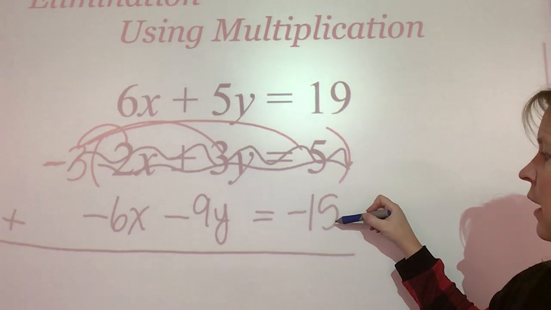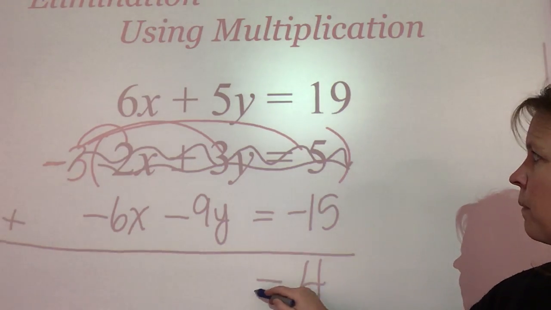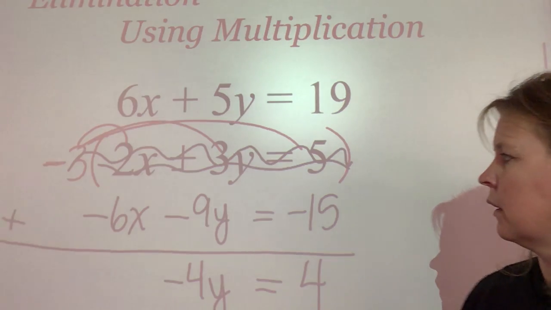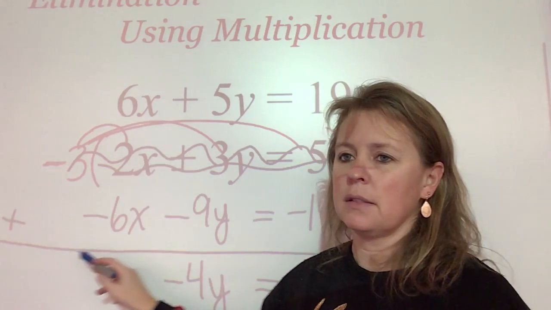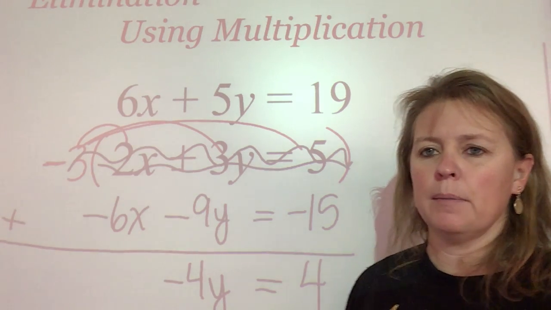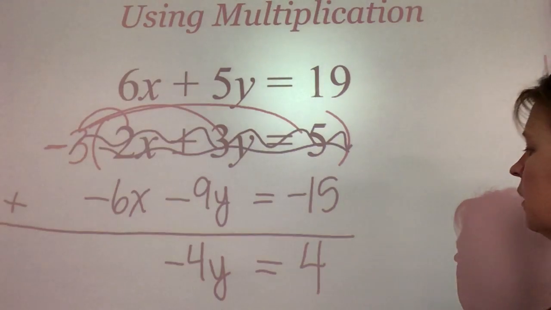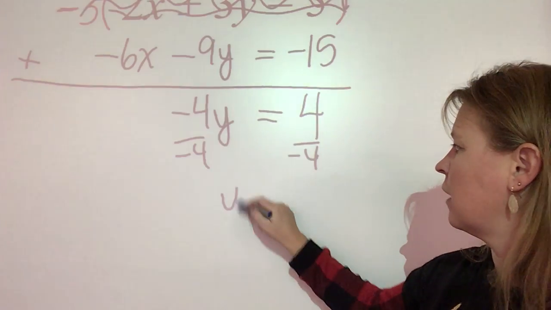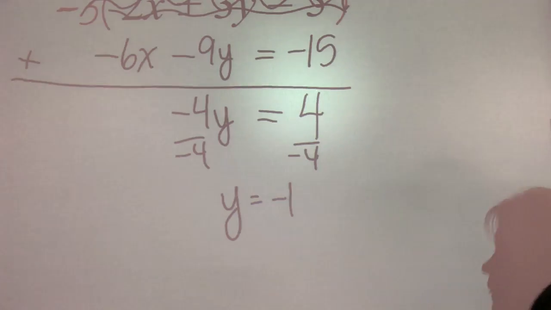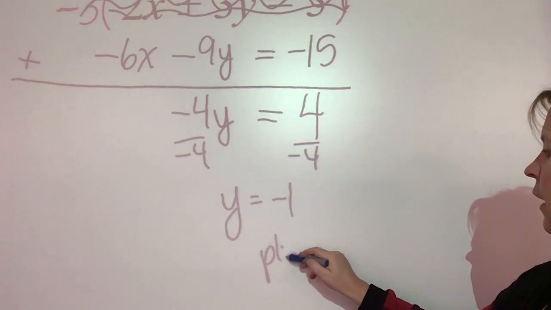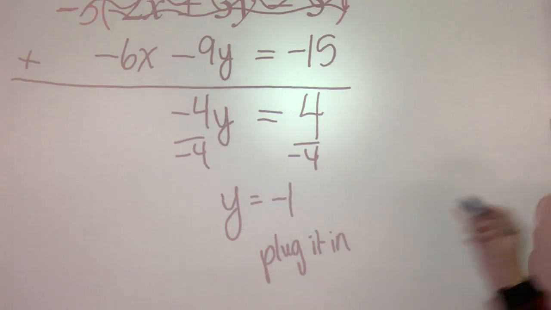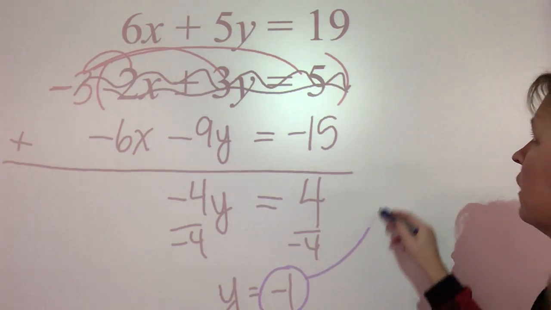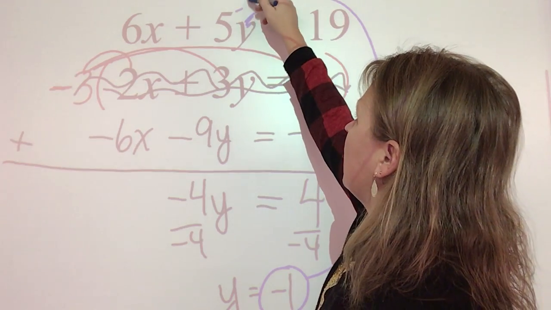19 plus negative 15 is 4. 5y plus negative 9y is negative 4y. 6 plus negative 6 is gone, eliminated. Always make sure that it worked out right. Take this step, divide by negative 4, divide by negative 4, you find out y equals negative 1. And if you forgot, you have to plug it in to find x. Where do we plug it in? In for y. Y equals negative 1. So we're going to put a negative 1 right there.